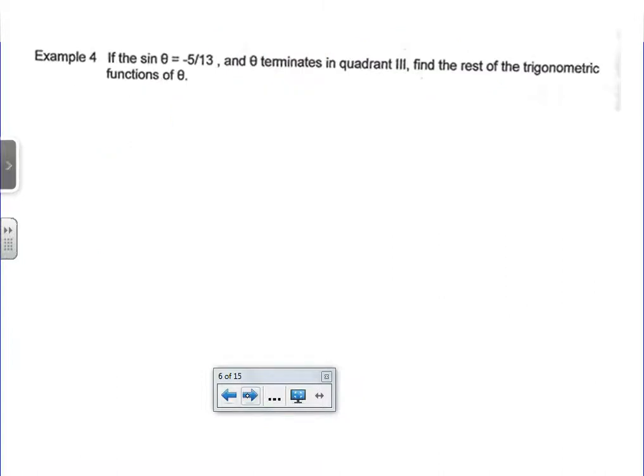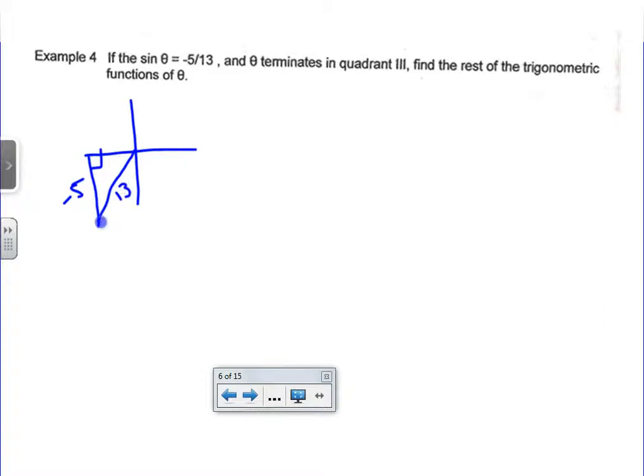Sine of theta is negative 5/13, and we're in quadrant 3. Find all the rest of the trig functions. So again, I really need a picture. Quadrant 3 would be down here, and I'm going to draw a really ugly triangle. Since sine is negative 5/13, remember sine is the y over the r.